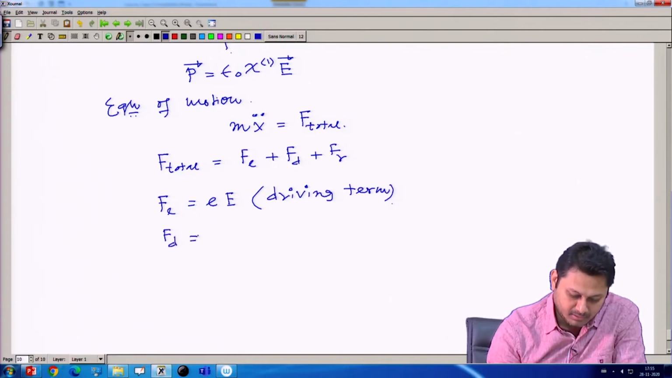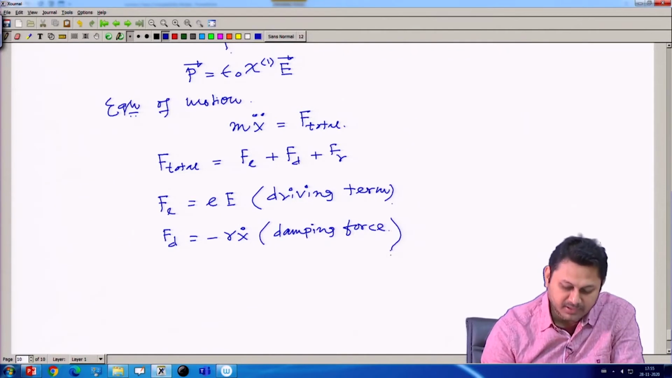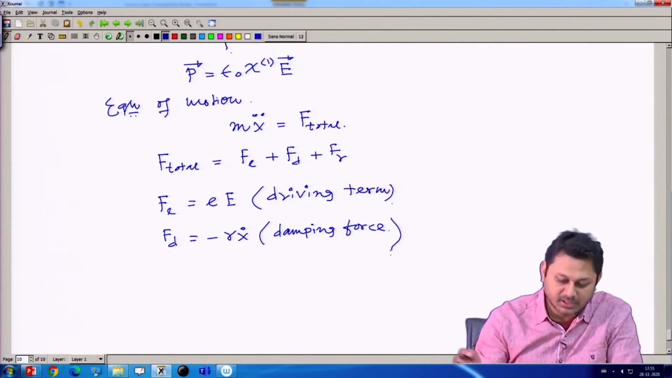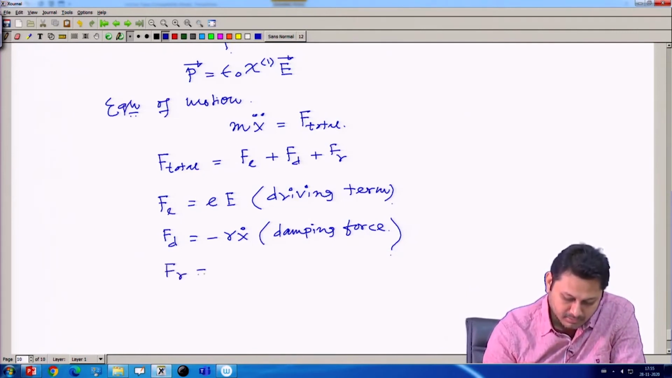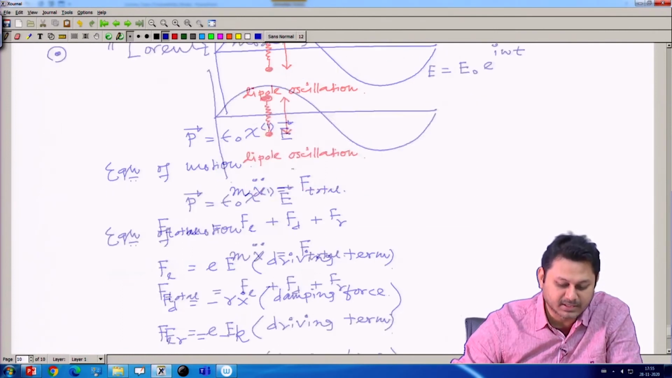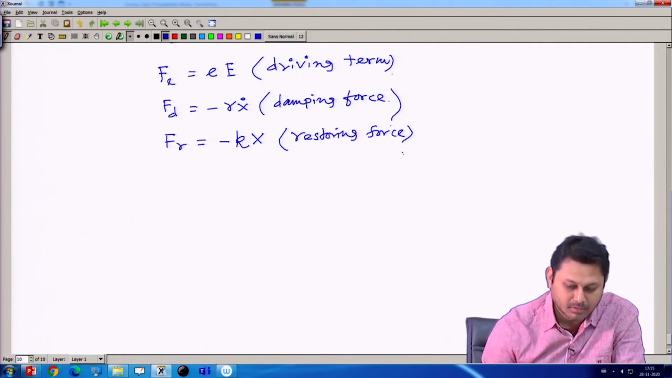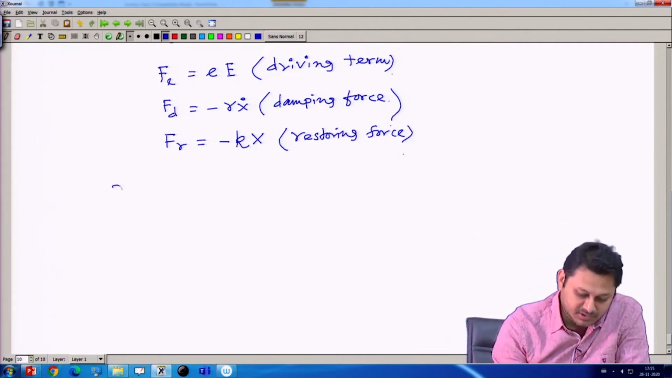What is Fd? Fd is minus gamma times x dot, a velocity dependent term, and this is basically the damping term. It's a damping force actually. So, Fe is the driving force, Fd is a damping force, and Fr, because we are considering a spring mass system where the dipole is oscillating, is minus kx, which is a restoring force. All these things are well known, so I do not need to explain much.